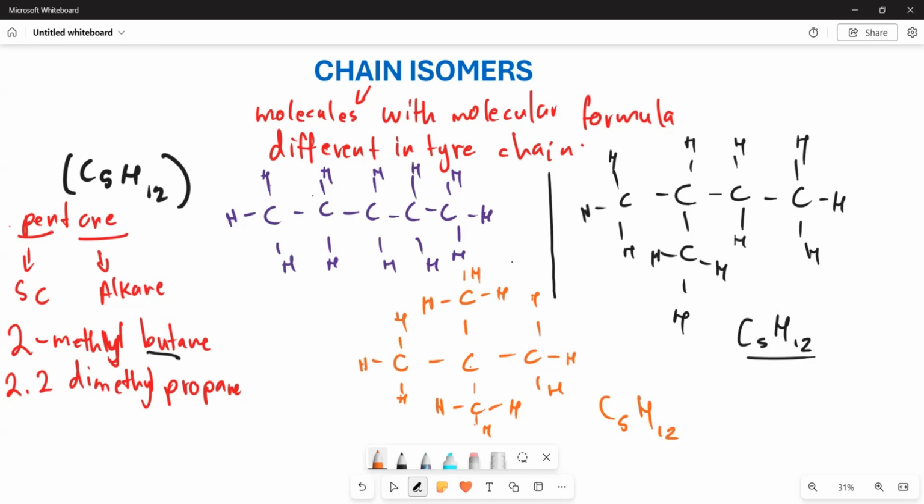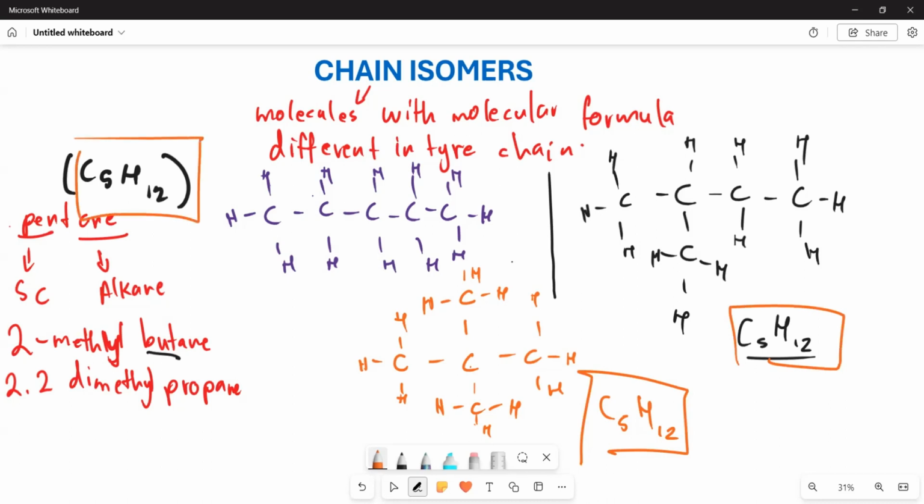So basically we are saying that your structural, or rather your chain isomers, are going to have the same molecular formula. As you can see, the molecular formula here is the same as the molecular formula here, and it's also the same as the molecular formula here. But the arrangement of these particular structures is different. So basically, this is what we mean when we are referring to chain isomers.